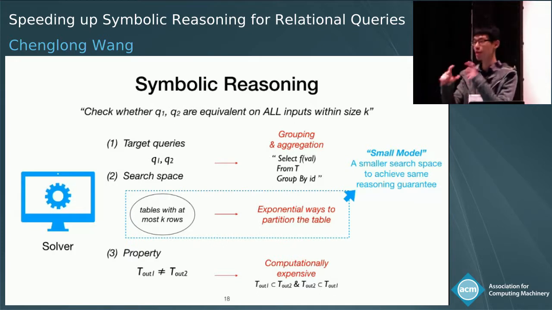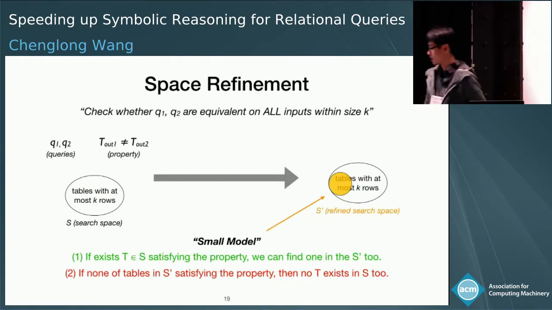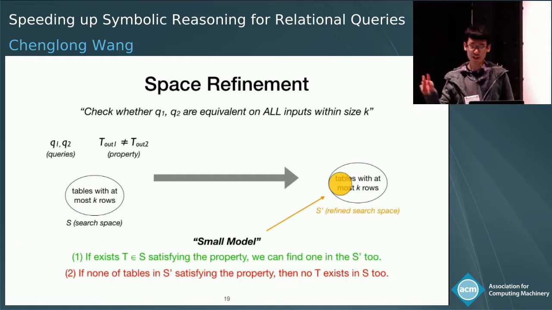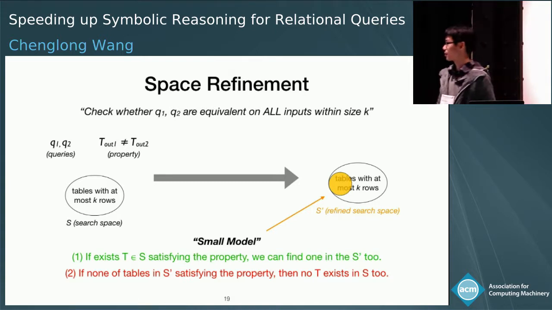So that's kind of a small model thing. Basically, you have a smaller, cheaper way to check the property, and that can give you a guarantee of the problem. So let me just show this in detail. By small model, it's really meant to be sound and complete in terms of the property.